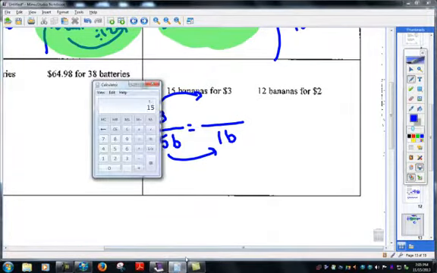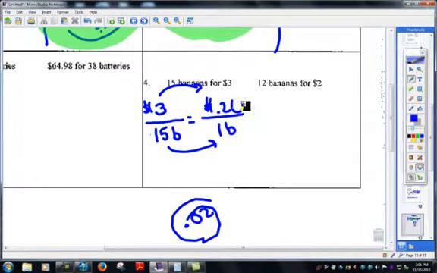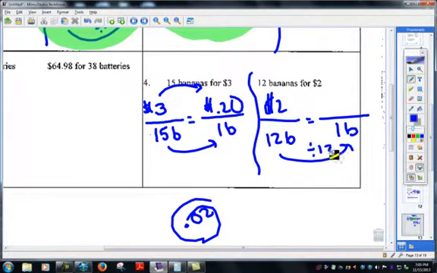3 divided by 15 equals 0.2. Again, for all my people that are struggling with our money, that is not 2 cents. This is 20 cents per banana. Okay, here I got $2 and 12 bananas, and I'm trying to figure out how much one banana costs. Divide by 12.